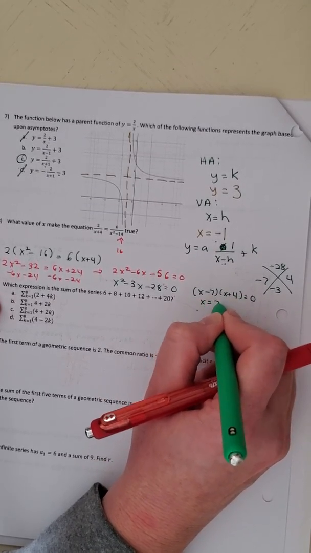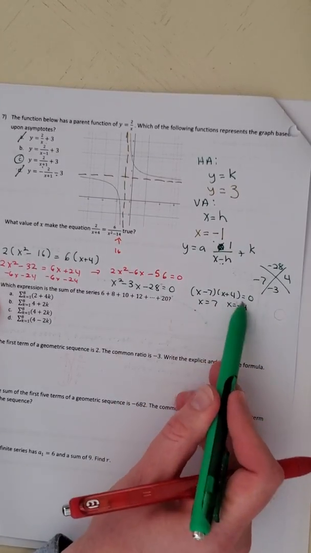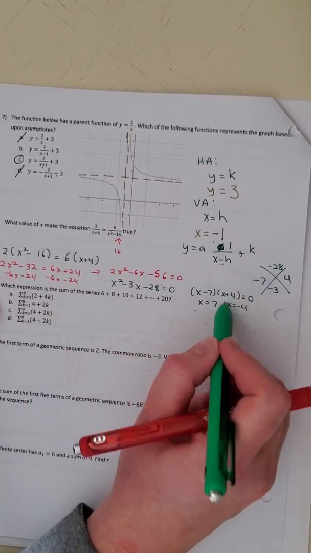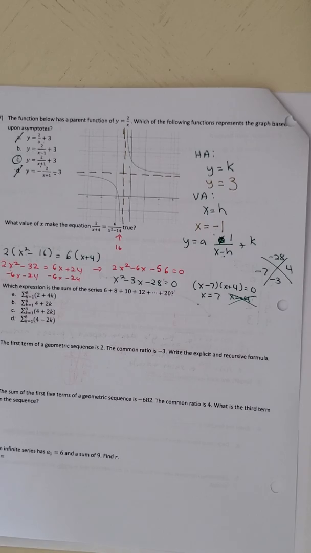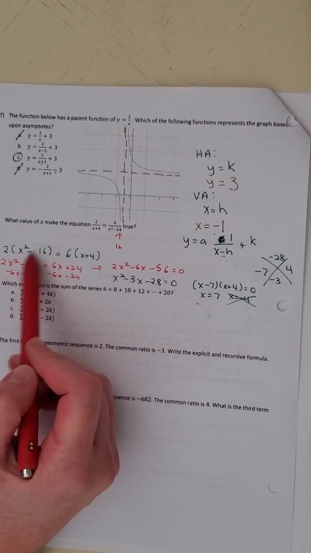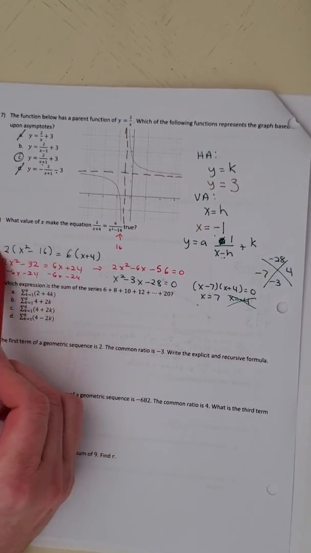Then I'd have x equals 7, x equals negative 4, and I'd need to check. And this value would make my denominator 0, so this would be an extraneous solution. So if you want a second method to do this problem, you could use cross multiplication. You just have to think back to Math 2 when you did that, right? Cross multiplication gives us this green line right here.